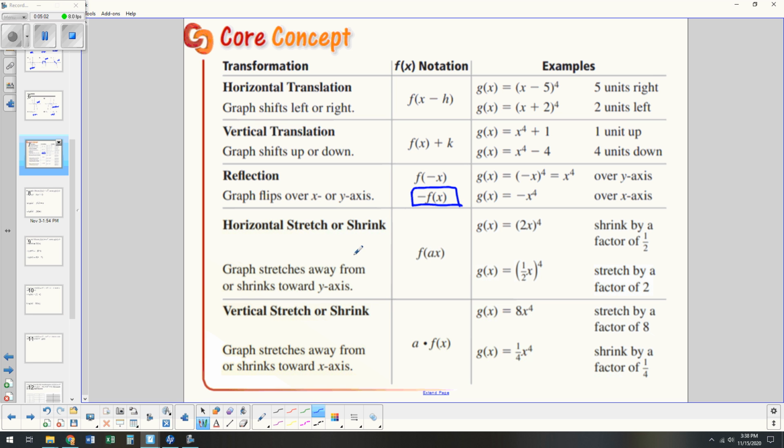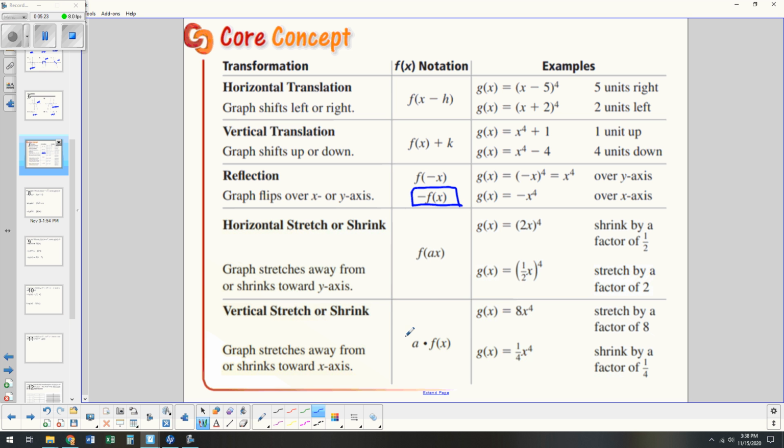Horizontal stretch or shrink is when the number is actually attached to the x. So it's happening with whatever's being squared or whatever power is happening. But we take the reciprocal of it to describe it. So a 2 on the inside, if I take the reciprocal, is really a 1/2. So it's a shrink of 1/2. A 1/2 on the inside, the reciprocal is 2. So it's a stretch of 2.